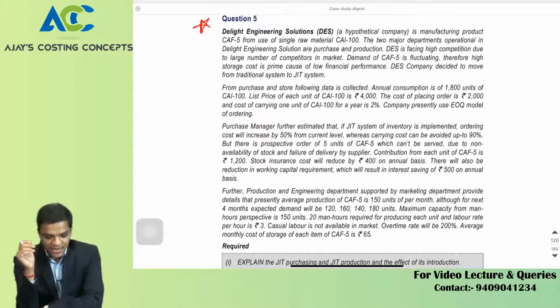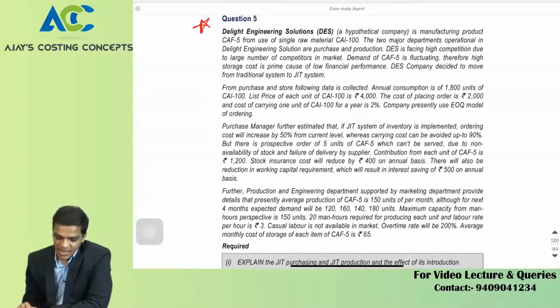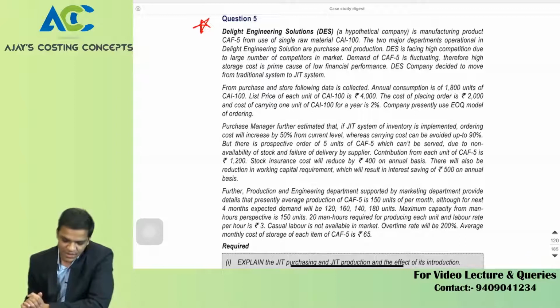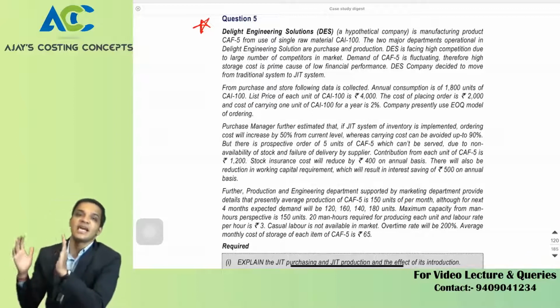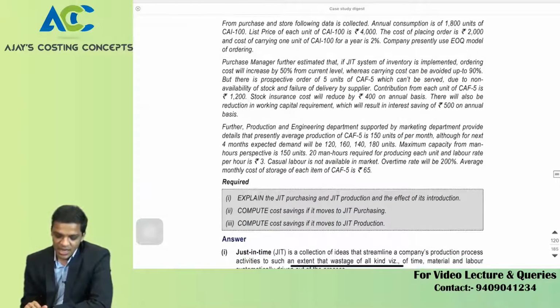Reading question number 5. DES, like Delight Engineering Solution, is manufacturing product CAF5 from a single raw material, CIA100. The two major departments operational in Delight Engineering Solution are purchase and production. DES is facing high competition due to a large number of competitors in the market. Demand of CAF5 is fluctuating, therefore high storage cost is the prime cause of low financial performance. DES decided to move from the traditional system to the just-in-time system. Now, from purchase and store, the following data is collected. Annual consumption is 1800 units of CIA.